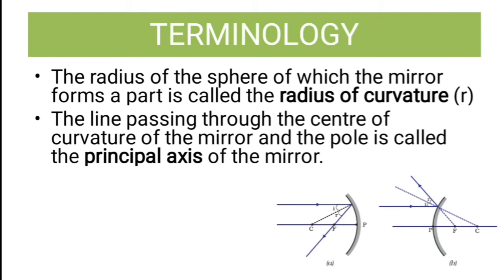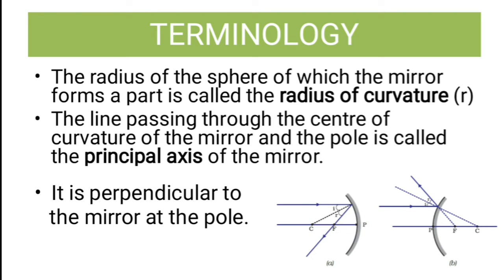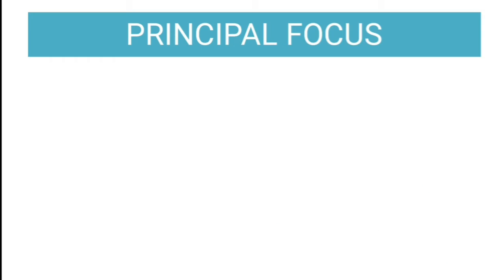The line passing through the center of curvature of the mirror and the pole is called the principal axis. So this over here is the principal axis. You can see it here also. It is perpendicular to the mirror at the pole. So if this is the mirror part and this is the pole, then this is perpendicular to that part.